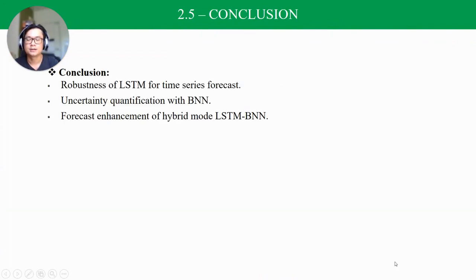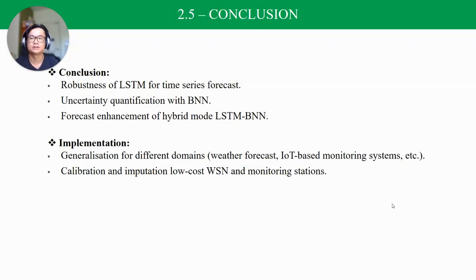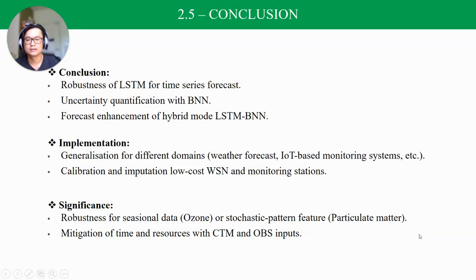In conclusion, the LSTM model is robust in time series forecasting, and Bayesian inference can quantify the uncertainty of the model prediction, so the combination of the two techniques can enhance the forecast performance for time series such as air pollutants. This technique can also be applied in different domains, such as weather forecasting or IoT-based monitoring systems. We can also develop calibration systems or imputation techniques for local wireless sensor networks and monitoring stations. Finally, this model can improve the prediction not only for seasonal data like ozone, but also for stochastic pattern features like particulate matter, as shown in my preliminary results.